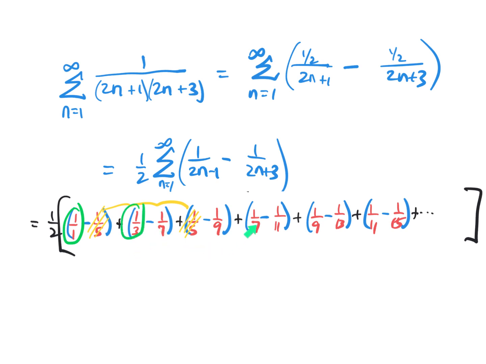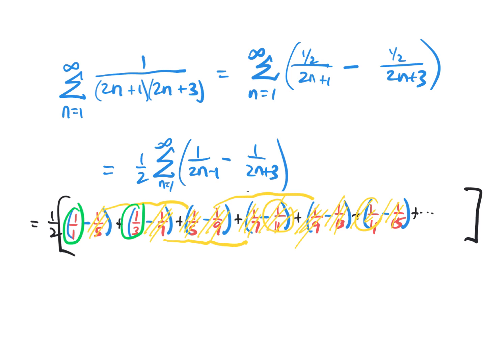What about the -1/7? Oh, there's a positive 1/7 right there. And it's 1, 2, 3 away. Okay, how about the -1/9? Oh, there's a positive 1/9 right there. 1, 2, 3 away. And the -1/11, positive 1/11, 3 away. So everybody's going to cancel out. Absolutely, everybody's going to cancel out.